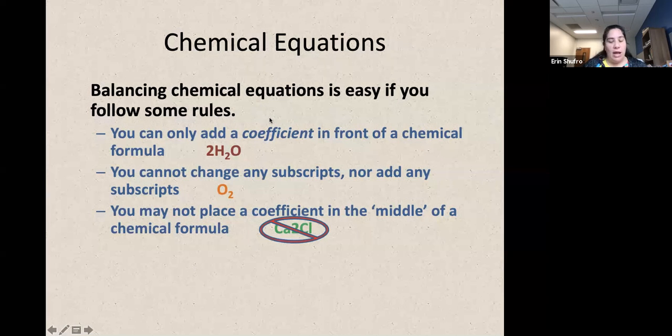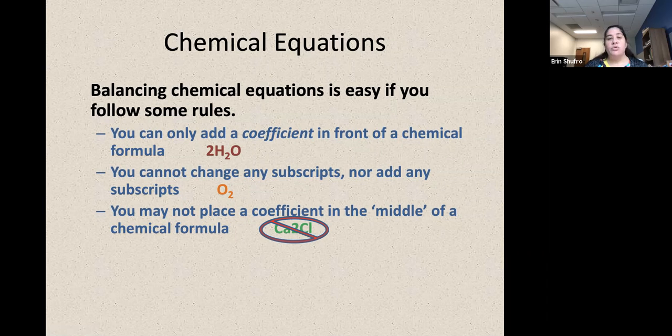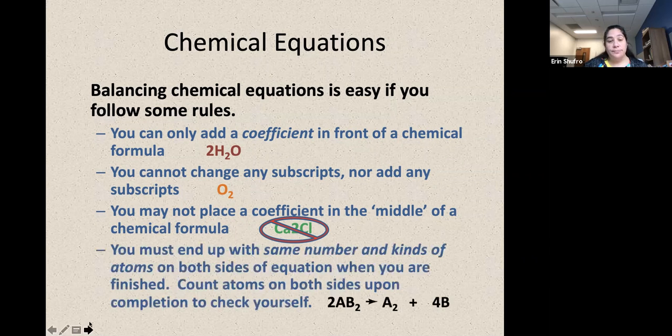Okay, so if you're taking notes, write that down right now. The only numbers you can change are the coefficients. You cannot change the subscripts or add any subscripts because otherwise you are changing the meaning of your chemical equation. Okay. And then finally, when you're done, you must end up with the same number and kinds of atoms on both sides of the equation. So no matter what, if you had 2 A's on the left, you better have 2 A's on the right.